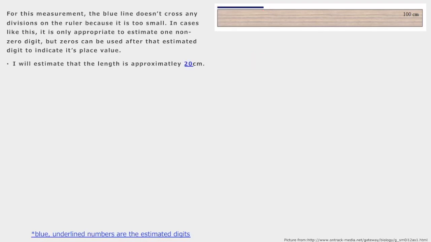Notice though that I am not saying 21 centimeters or 22 centimeters, because there's really nothing on here that's indicating anything in the ones place. There's no way for me to really tell that. And so the best, most accurate estimation that I can make is to say that that line is about 20 centimeters.